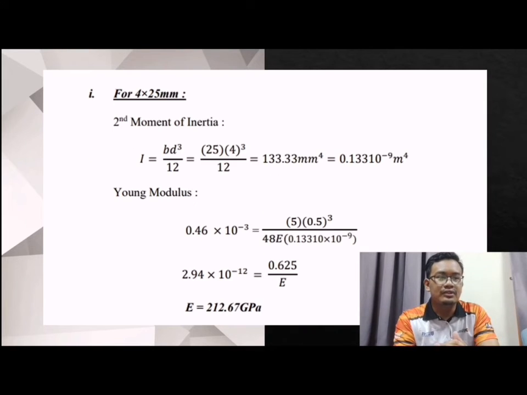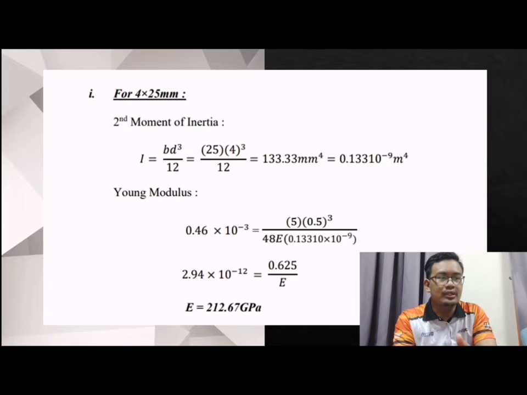For the first specimen, we search for the moment of inertia, which is equal to 25 multiplied by 4 to the power of 3, divided by 12. So you get 0.13310 × 10^-9 meter to the power of 4. And for Young modulus, we get 0.46 multiplied by 10 to the power of negative 3 equals 5 multiplied by 0.5 to the power of 3, divided by 48 E multiplied by 0.13310 multiplied by 10 to the power of negative 9.